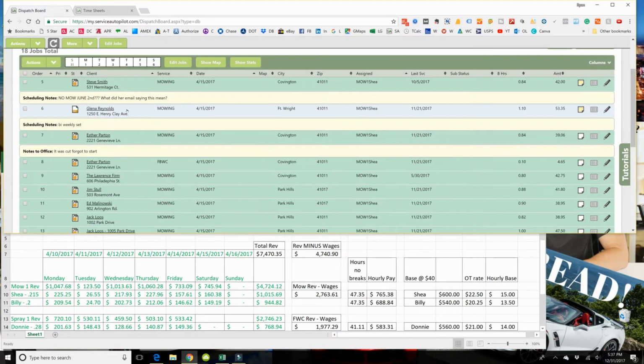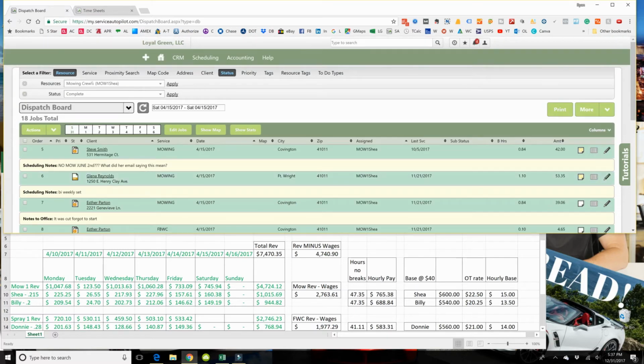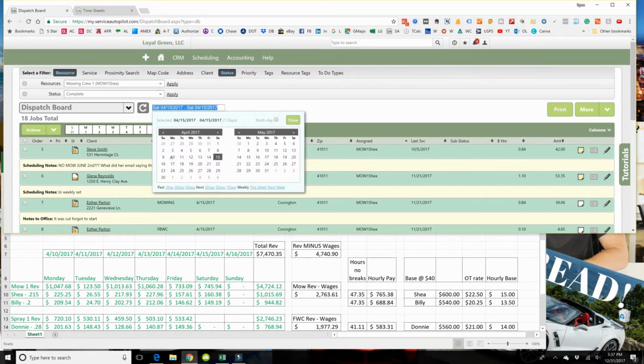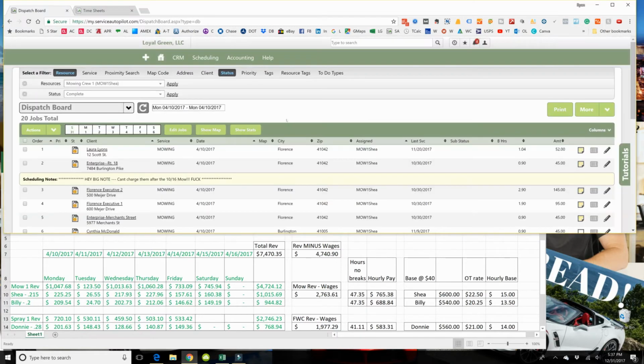So what I do is I put Billy and Shay are Mow Crew 1, so I set that filter right here, select the filter, Mow Crew 1. I only want complete jobs because they're not going to get paid for jobs that are pending or skipped or anything like that. So only the jobs they complete, they get paid for. So let's go to April 10th on the dispatch board. Refresh. So we're showing Billy and Shay's work completed on April 10th.